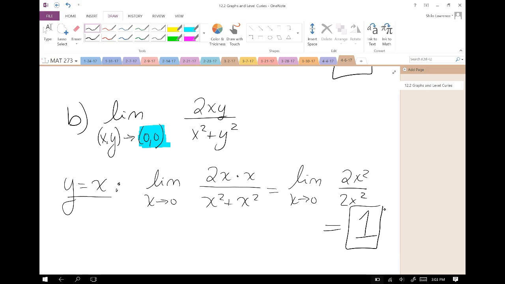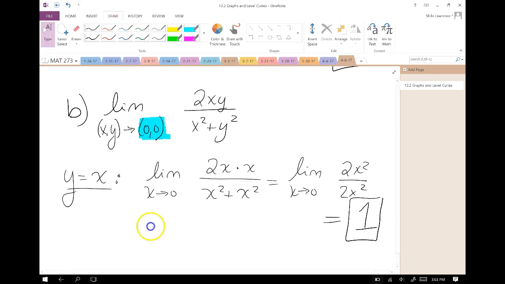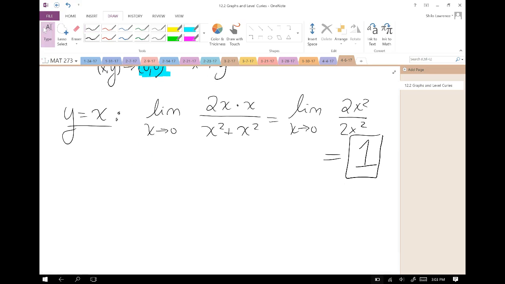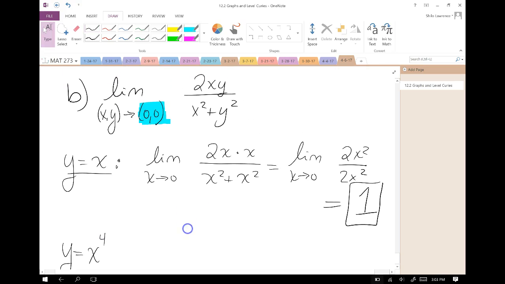So now we need to make sure we don't get 1 next. So we check another path. If we do get 1 again, then we just have to do a third one, or a fourth one, or a fifth one. Y equals x to the 4th. Okay. So we're going to replace all the y's with x to the 4th. So I'm going to go back to my original. Let's see what happens.